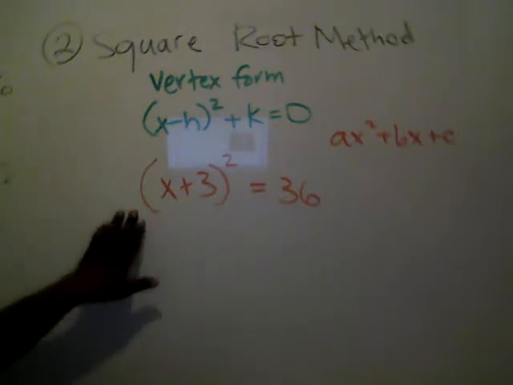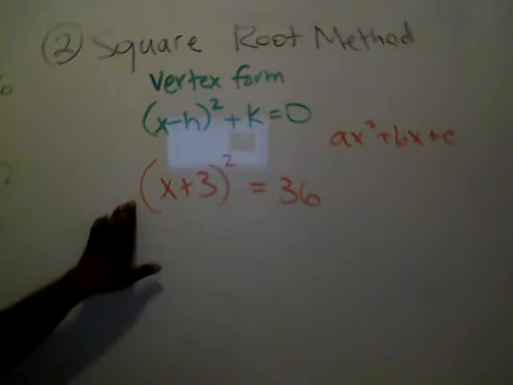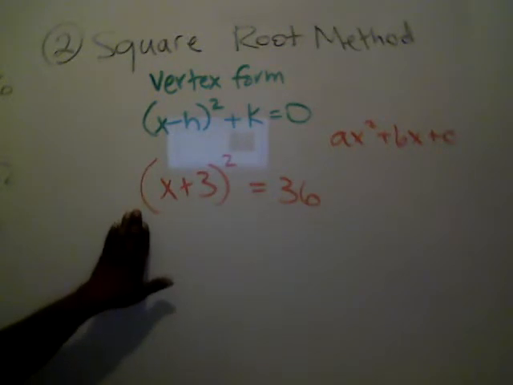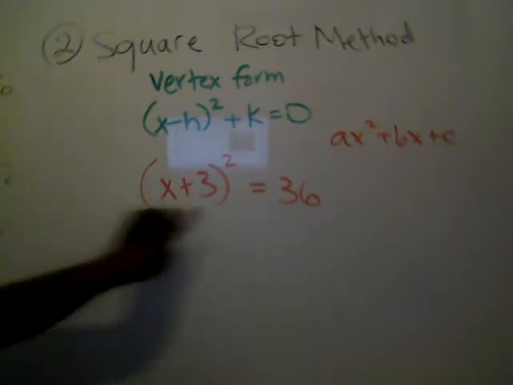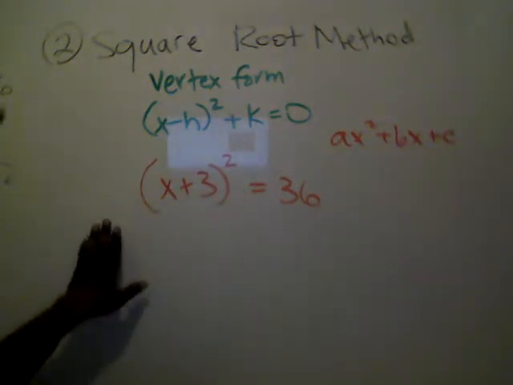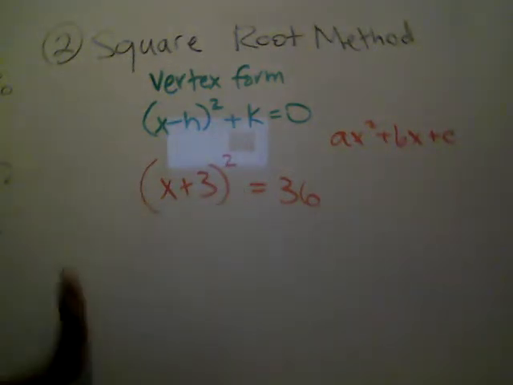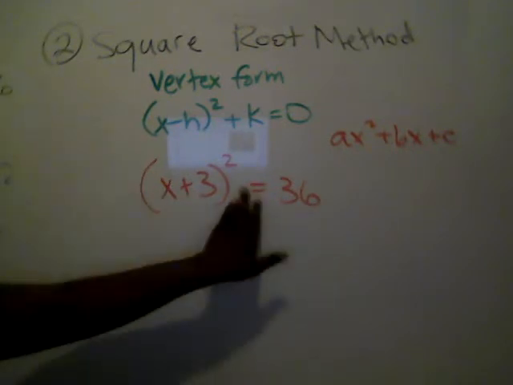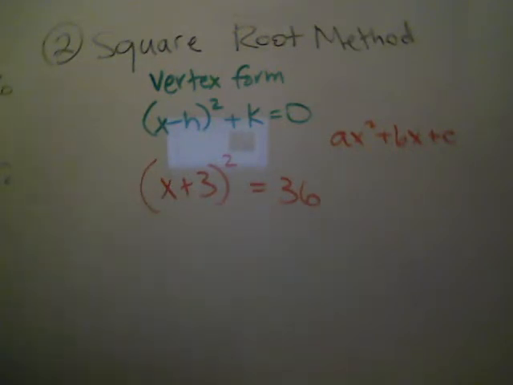So for the square root method, there's one thing we have to remember. The parentheses has to be by itself. So if there are numbers in front or numbers back here, we got to move all those to the other side before we can do anything. But in this case, this parenthesis is already by itself. There's no numbers in front here and no numbers back here, so we can go straight into square rooting it.